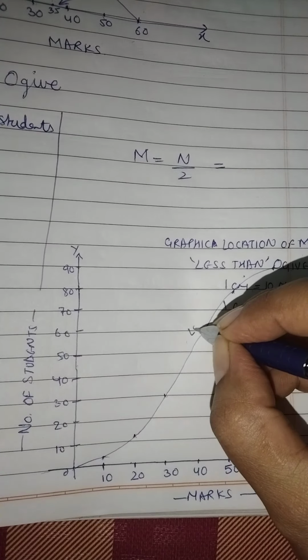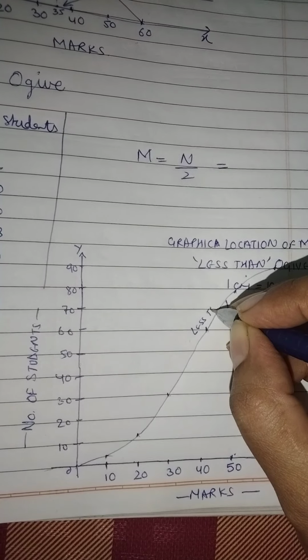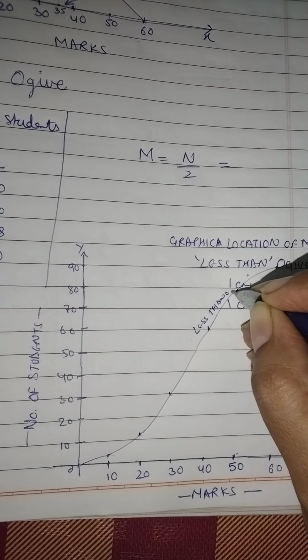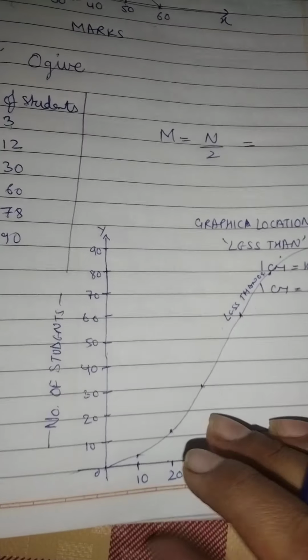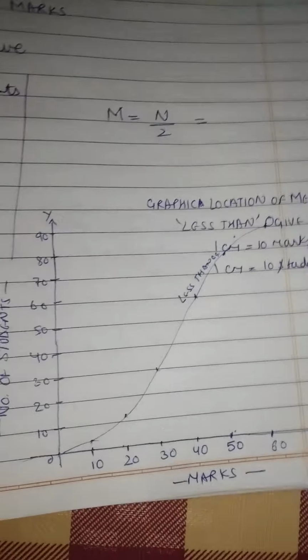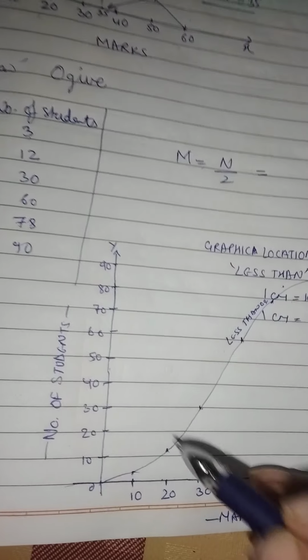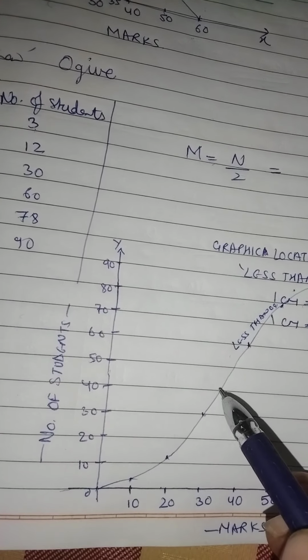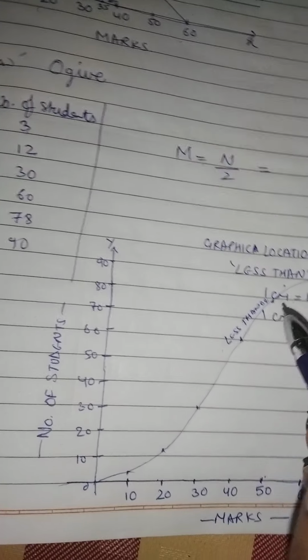I have to write down less than ogive. Okay, so now what you have to do here: because I am using only less than, we have to show where the median will come. Okay, so now what is important for us is to calculate n by 2 in order to find out the median when we are showing only one ogive.